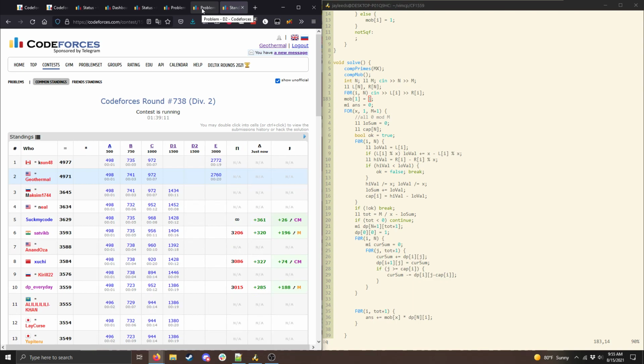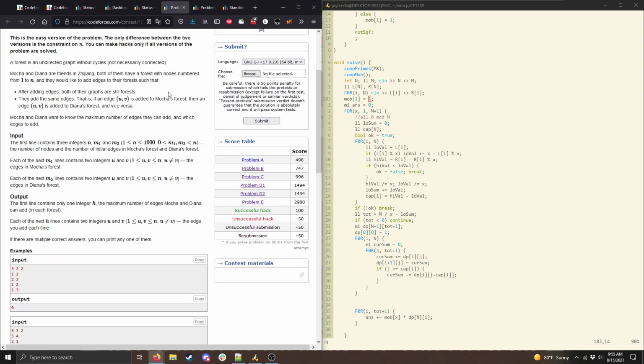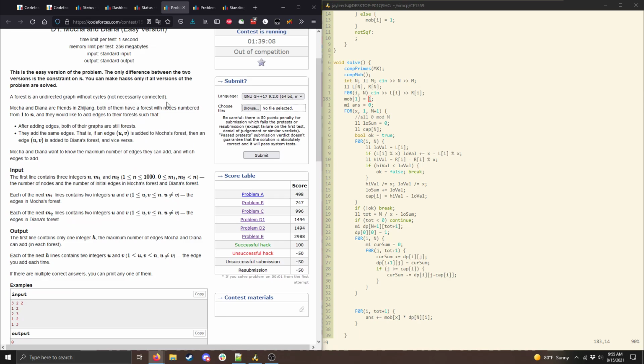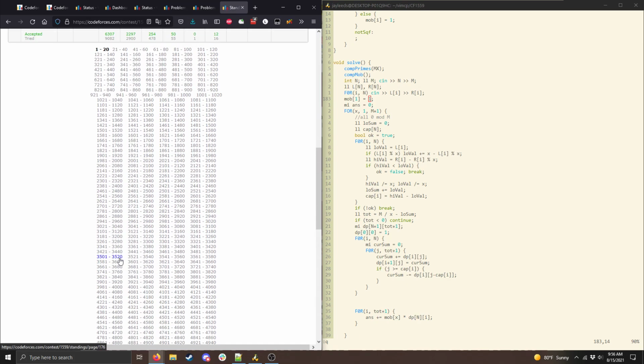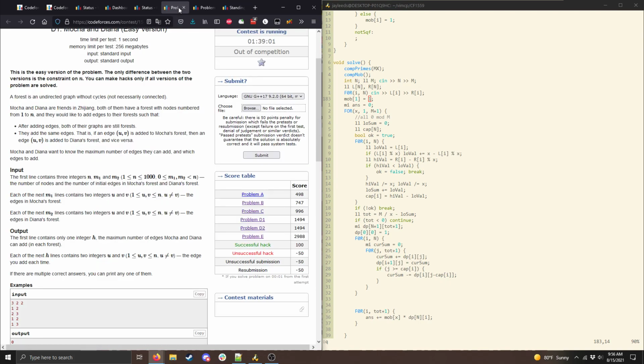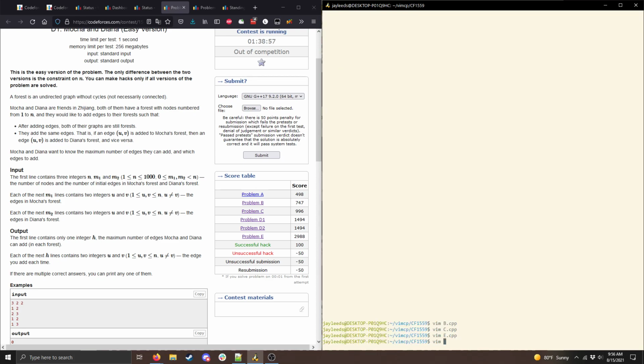Okay, and it looks like K-Sun's just 6 points ahead of me, and it looks like D1 is much easier than D2. Are there any solves on D2 yet? Any at all? No. Okay. Alright, so I'm very happy with that strategically, but now I need to think about D.